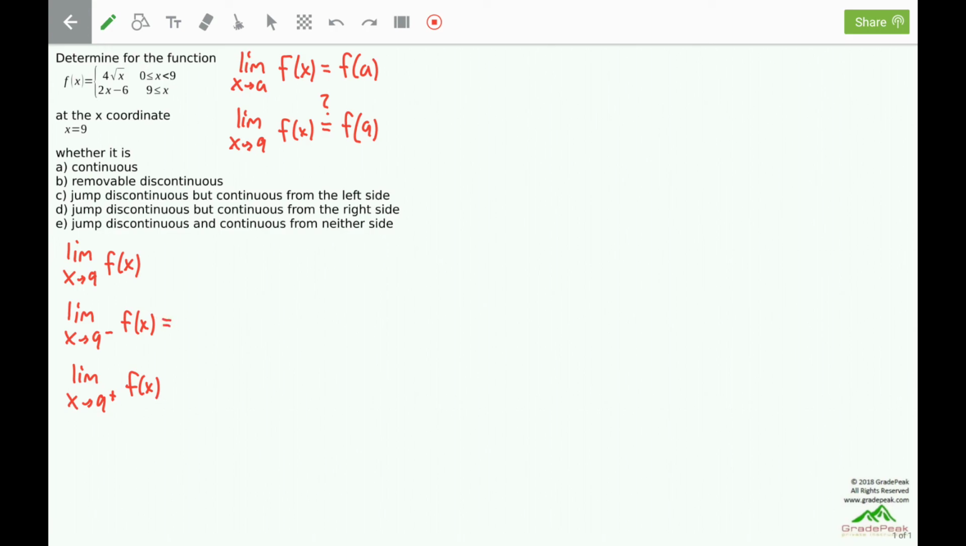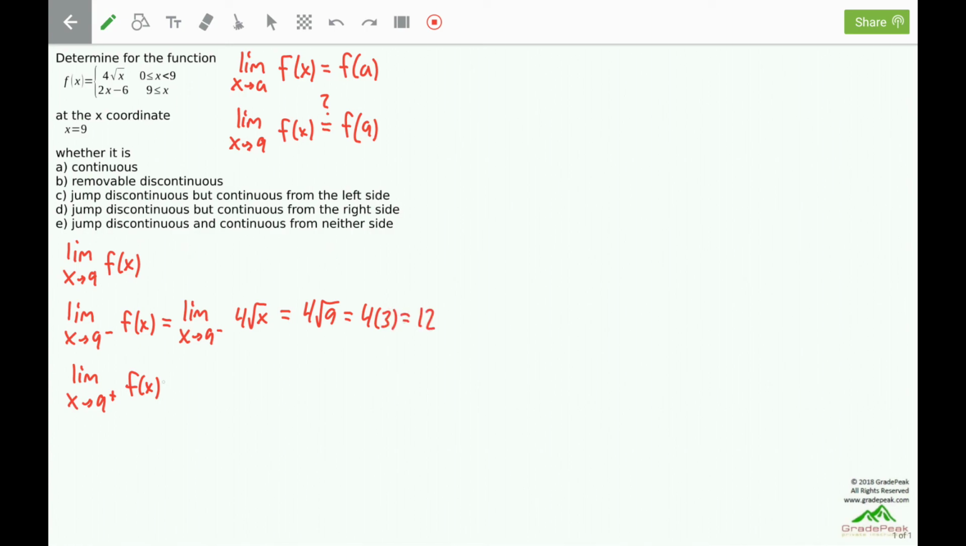X approaching 9 from the left side on the number line means less than 9. And looking at the split expression function, that means we will use this for the expression 4 square root of x. We can replace f of x with 4 square root of x. The next thing to do is try plugging a 9 in for each of the x's. That will give us 4 times the square root of 9. The square root of 9 is a 3, so 4 times 3 will give us a 12.